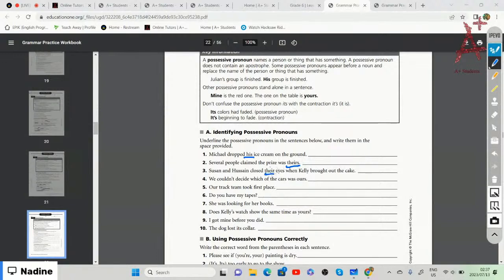We couldn't decide which of the cars was ours, meaning that it belonged to us. So we, right? If it is "we," then it is "ours," right? Not theirs, ours. Our track team took first place. Whose track? Our track team, right? Took first place.